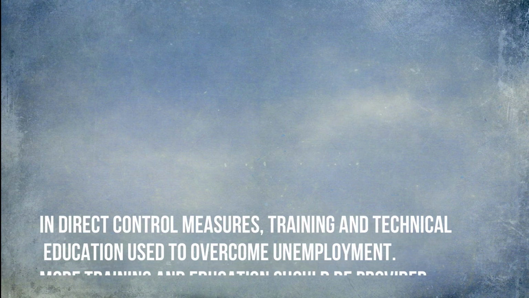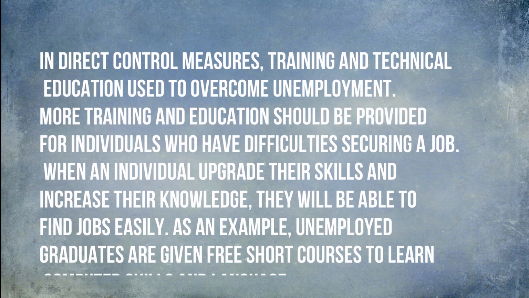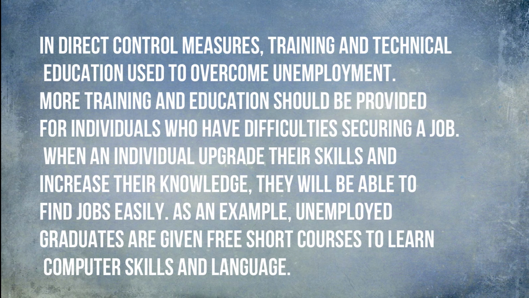Indirect control measures, training and technical education, are used to overcome unemployment. More training and education should be provided for individuals who have difficulties securing a job. When individuals upgrade their skills and increase their knowledge, they will be able to find jobs easily. As an example, unemployed graduates are given free short courses to learn computer skills and language.